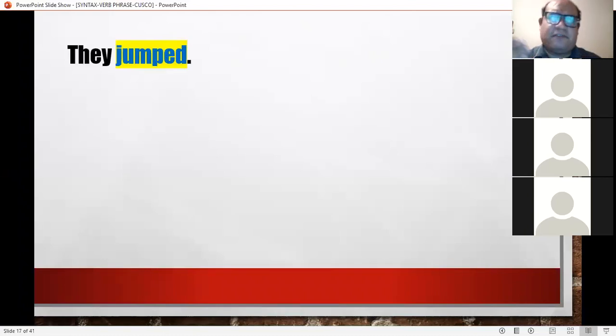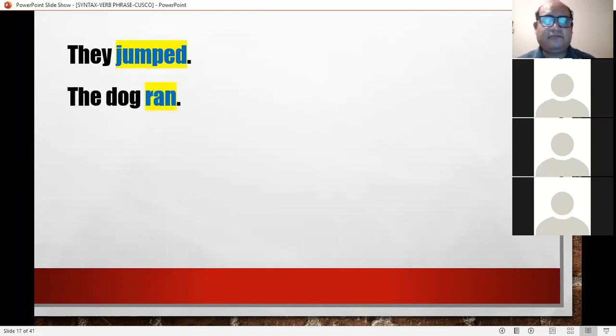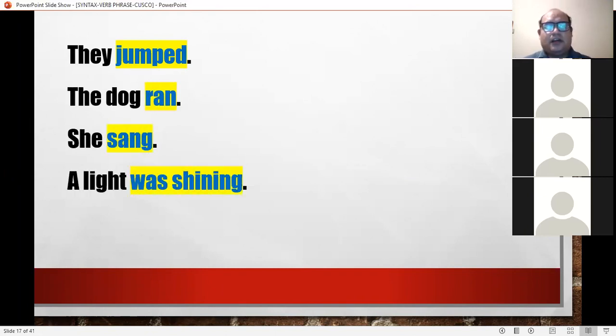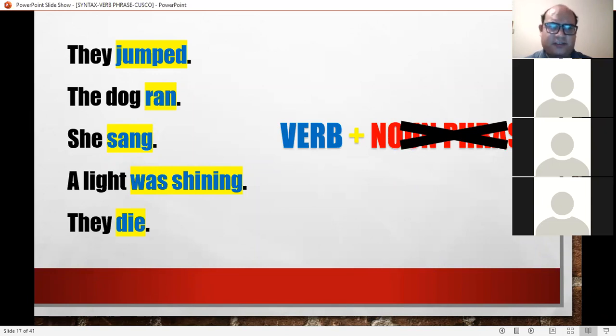Other examples of these kinds of verbs: they jumped. You don't need here a noun phrase. The dog ran. She sang. A light was shining. Or they died. Notice here that we don't need a complement, a noun phrase. So again, some verbs are going to be followed by a noun phrase, they need a noun phrase, but the other verbs, as you can see here, don't need a noun phrase. So the structure here is with no noun phrase. Just the verb, the lexical verb. Remember, we're talking about lexical verbs.